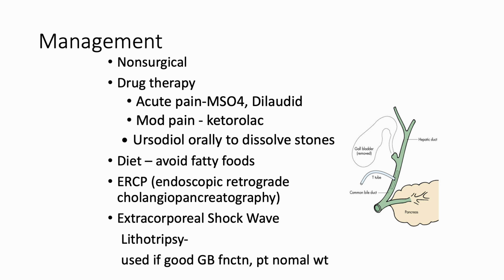Management of your gallbladder, you can have non-surgical. So gallbladder is painful. We already spoke about that. So for acute pain, you can use opioids, morphine sulfate. Dilaudid is frequently now used. For moderate pain, the ketorolac, and then also the ursodiol, which helps to dissolve the stones. It dissolves gallstones in the patients who don't want to have surgery or they can have the surgery.